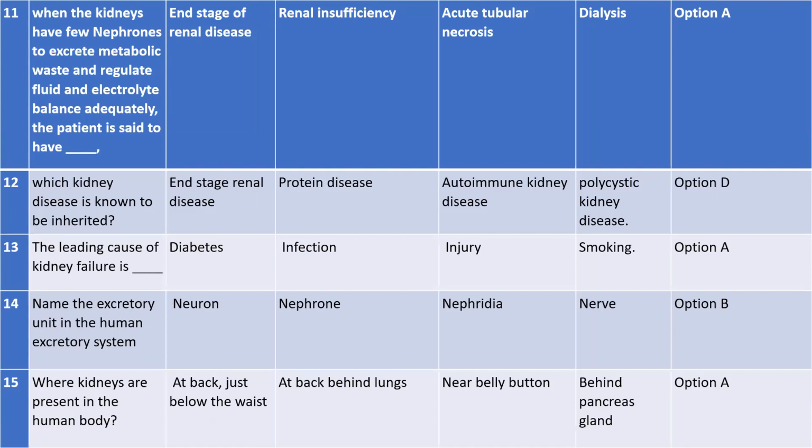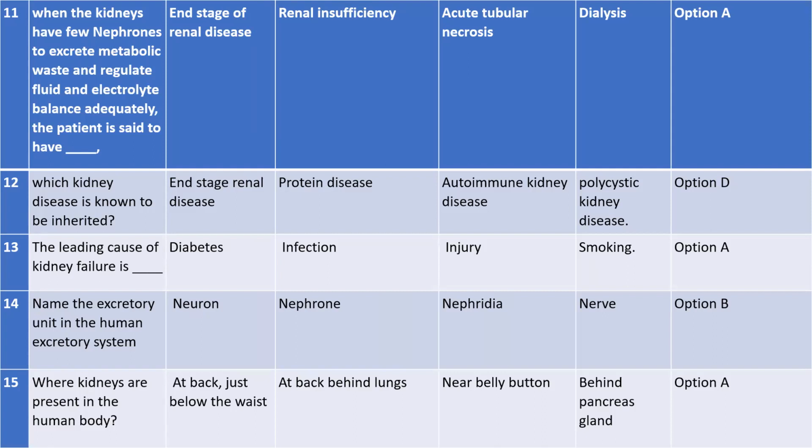Number 11, okay? ये अच्छी तरह सुनो, ये number 11. When the kidney has few nephrons, थोड़ा सा nephron, to excrete metabolic waste and regulate fluid and electrolyte balance adequately, the patient is said to have. तो मैंने क्या ऑप्शन दिया? End stage of renal disease, renal insufficiency, acute tubular necrosis, dialysis.